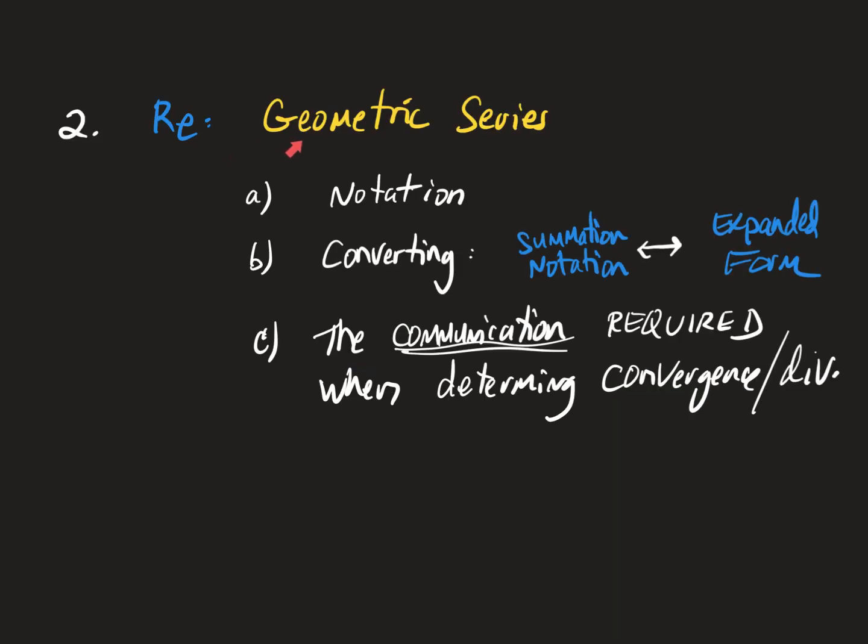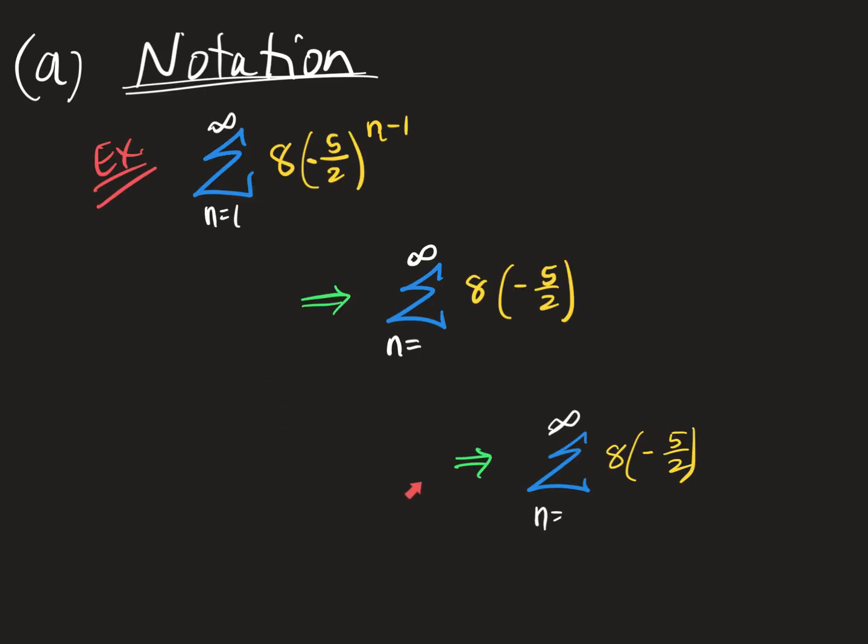All right, now a few things about geometric series with respect to the notation, expanded form, and the communication that's absolutely required when determining whether the series converges or diverges. Every one of these series will be identical, but we're going to change the notation. The lower index we're going to raise from 1 to 3. And then when we come down here, we're going to lower it from 3 down to 0. So how can we have equivalent series in every case?